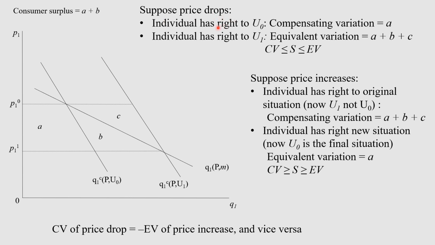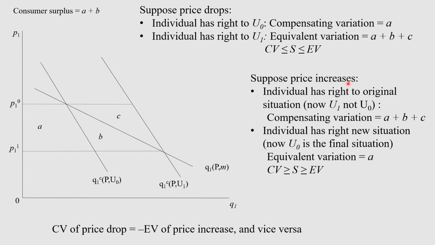Now, suppose the price drops, so the individual has a right to U0. Then the compensating variation, the amount that the individual would be willing to pay for that price drop, is given by area A. If the individual has a right to U1, then the equivalent variation, this second measure of welfare, is given by A plus B plus C. And we note that the compensating variation is less than the consumer surplus, and that in turn is less than or equal to the equivalent variation. So again, note that the consumer surplus stays where it is.